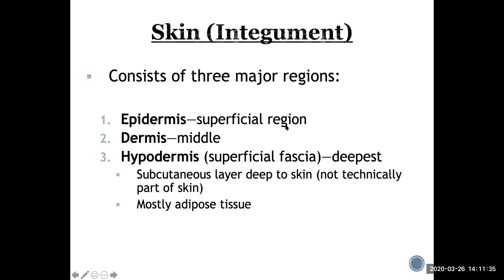Epidermis is the most superficial region. Your dermis is the region directly under that, so it is just deep to the epidermis. This is the thickest part of your skin, and it's connective tissue, and all of your glands and hair follicles and things like that live in the dermis.